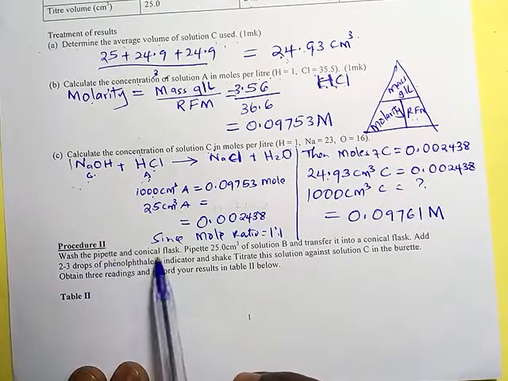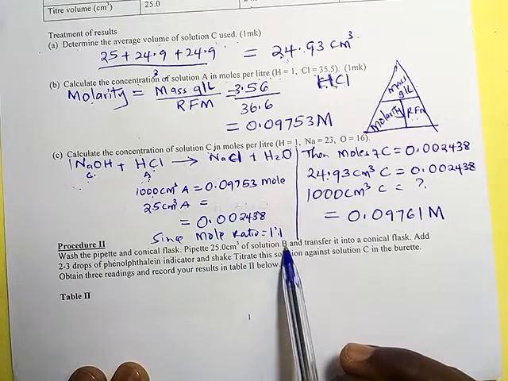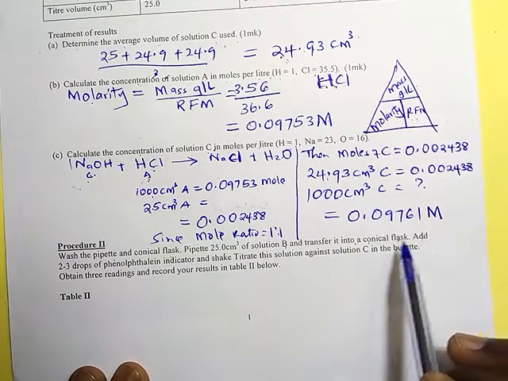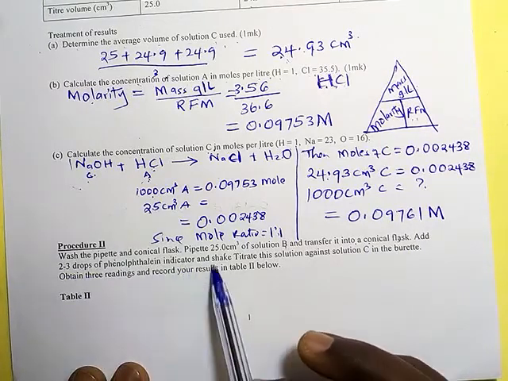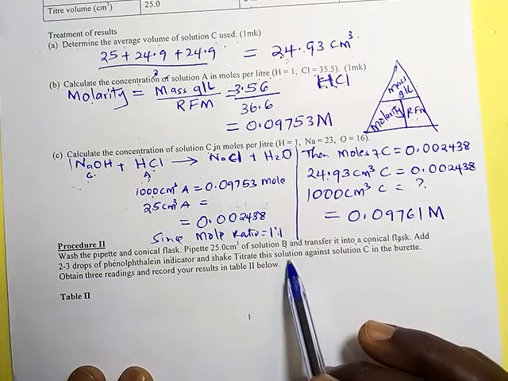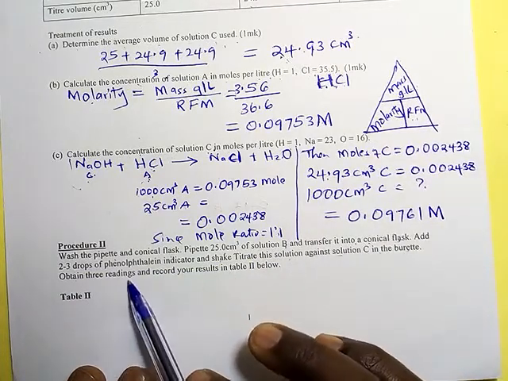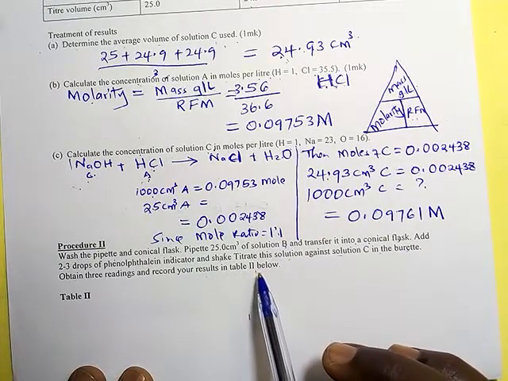Wash the pipette and the conical flask. Pipette 25 of solution B and transfer it into a conical flask. Add 2 to 3 drops of phenolphthalein indicator and shake. Titrate this solution against solution C in the burette. Obtain 3 readings and record your results in table 2 below.